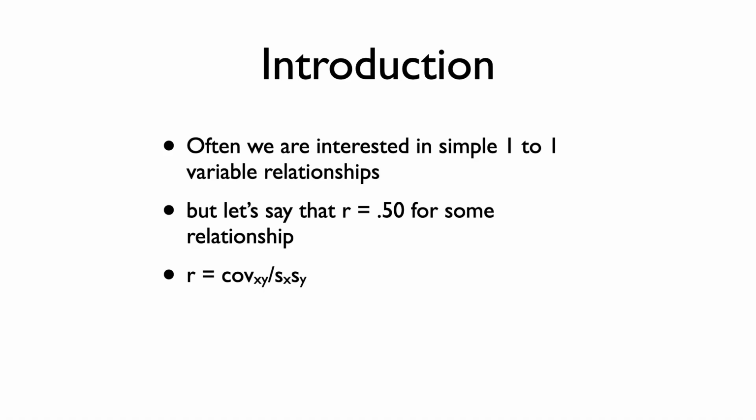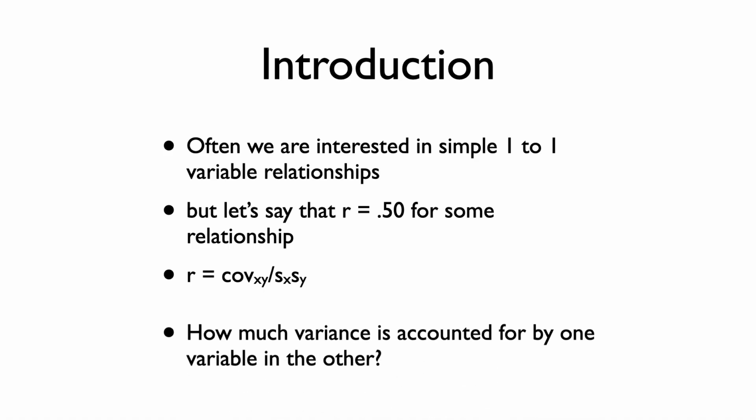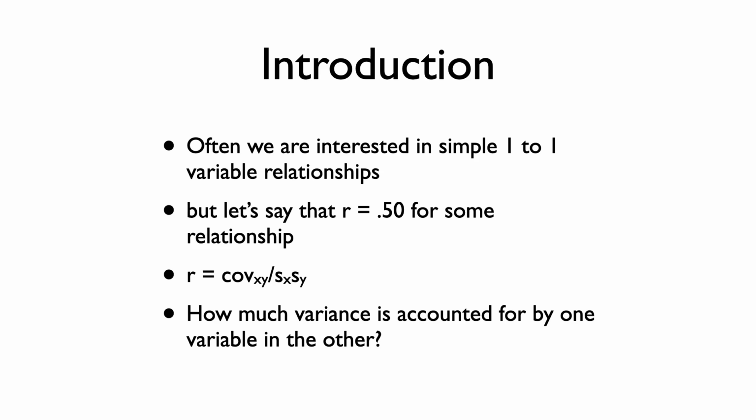R is the covariance of xy divided by the standard deviation of x and y, as we know. So the question I'm asking here is how much variance is accounted for by one variable and the other? That means how much variance do they share?